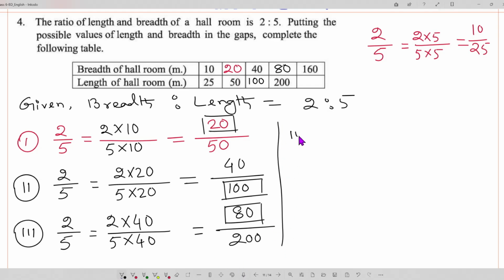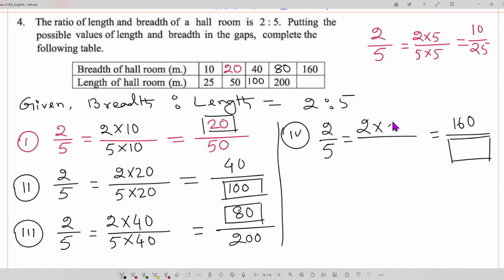Similarly, number 4 column, 2/5 equals this one, and here 160 and the denominator we don't know. So 2 times 80 is 160. Same way, 5 times 80 will be 400. So here is 400. Okay, I hope this is clear. So 20, 100, 80 and 400. So number 4 is done.